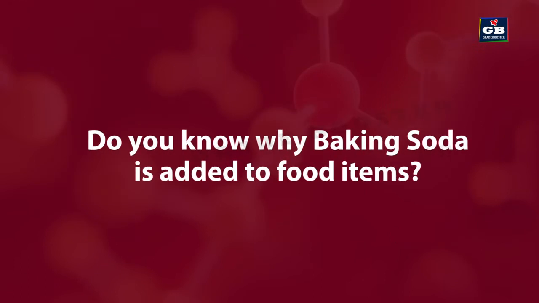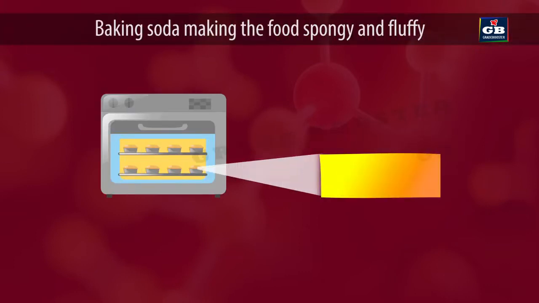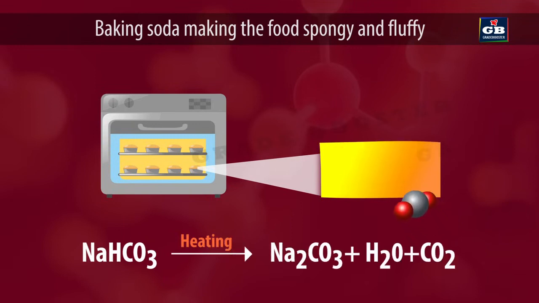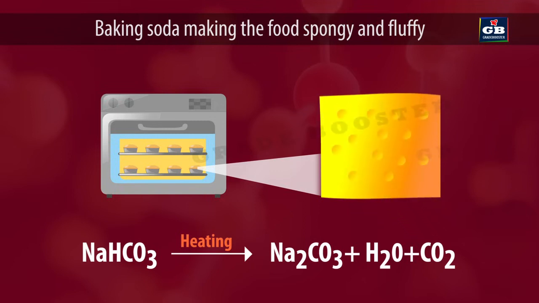Do you know why baking soda is added to food items? When baking soda added foods are cooked, the sodium hydrogen carbonate becomes sodium carbonate plus water plus carbon dioxide. This carbon dioxide gas makes the food item spongy and fluffy. So, to make the food spongy and fluffy, baking soda is added.